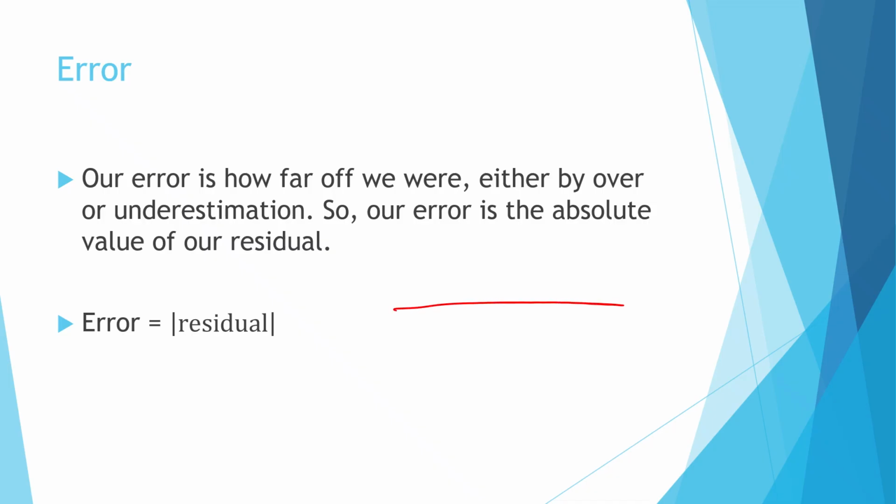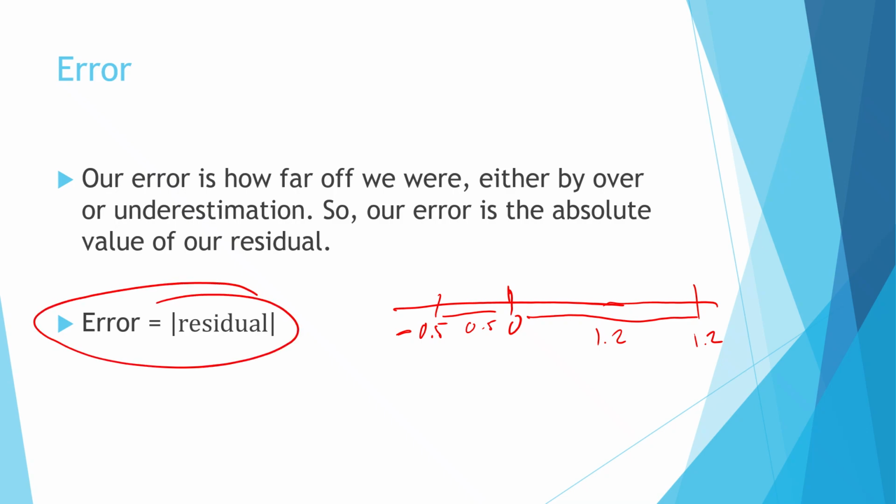It's a bit like The Price Is Right, where you want to see how close you were to getting it spot on, whether you were, let's say, 0.5 away, or you were 1.2 away from the other end, right? The error here would just be 0.5, even though your residual would be negative 0.5. And our error here would just be 1.2, even though it's positive 1.2 there. So the absolute value of your residual is just a general statistic of how far off we were.